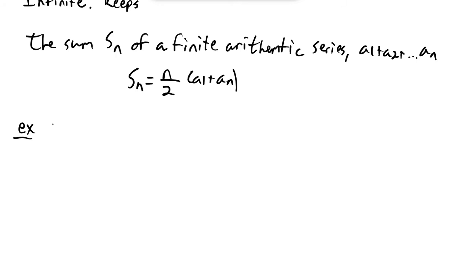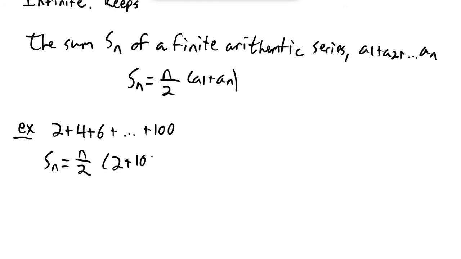Let's say we have 2 plus 4 plus 6 all the way up until 100. Well, what's this going to be? Let's write out our formula. Our sum is going to be n over 2 times 2 plus 100, from our first term to our last term. And what's n going to be? How many terms do we have? Well, this is the same as going from 1 to 100, but we're taking out all the odds, so we're taking out half of them, meaning that this is going to be 50 terms.